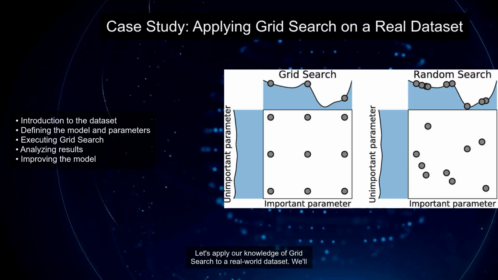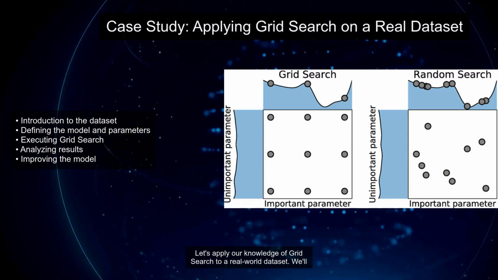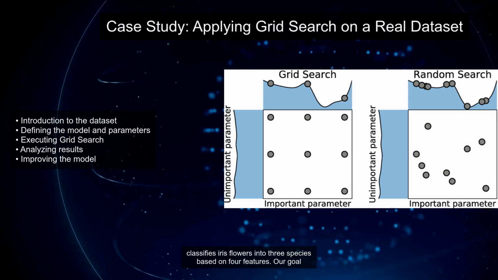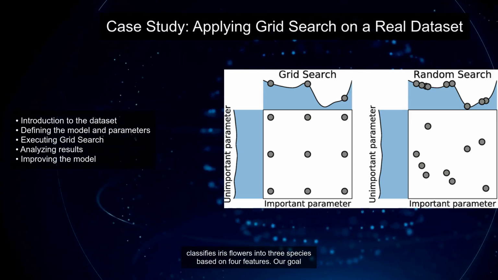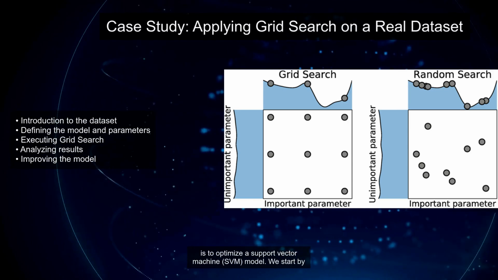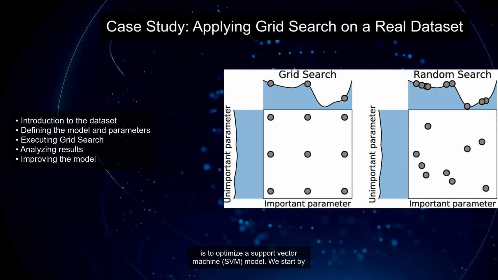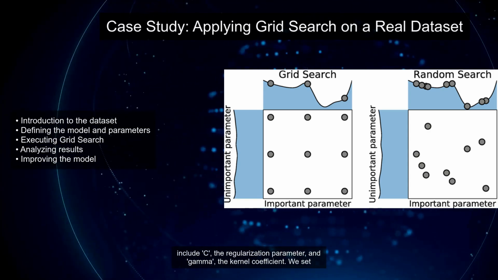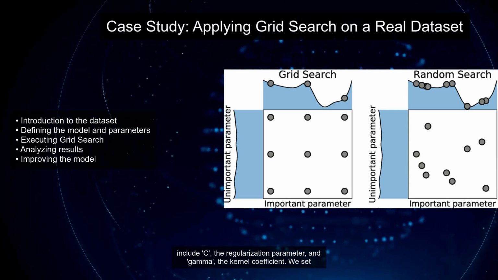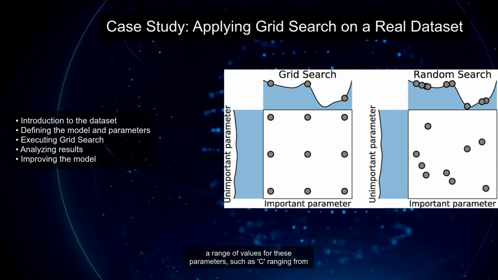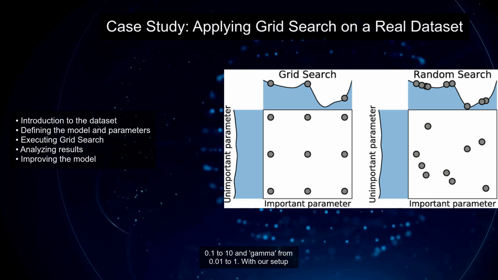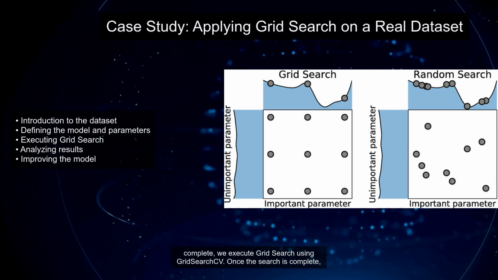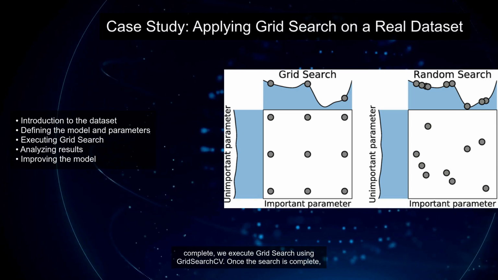Let's apply our knowledge of grid search to a real-world dataset. We'll use the popular iris dataset, a well-known dataset in machine learning, which classifies iris flowers into 3 species based on 4 features. Our goal is to optimize a support vector machine, SVM, model. We start by defining the model and creating a parameter grid. Key parameters for SVM include C, the regularization parameter, and gamma, the kernel coefficient. We set a range of values for these parameters, such as C ranging from 0.1 to 10 and gamma from 0.01 to 1. With our setup complete, we execute grid search using GridSearchCV.